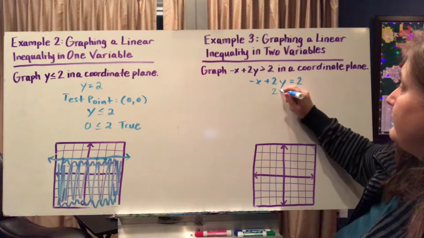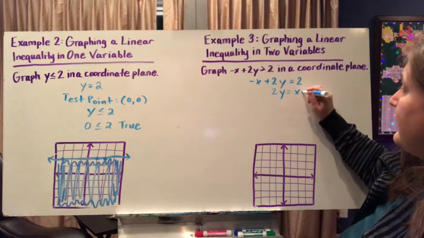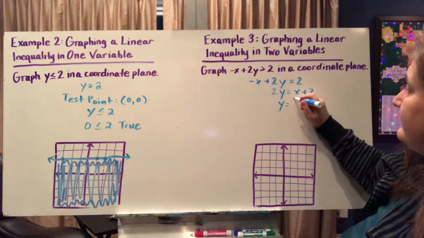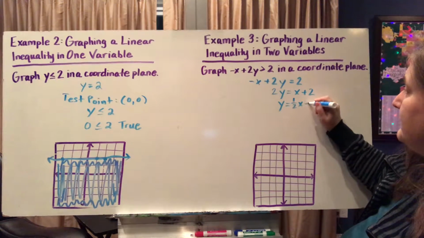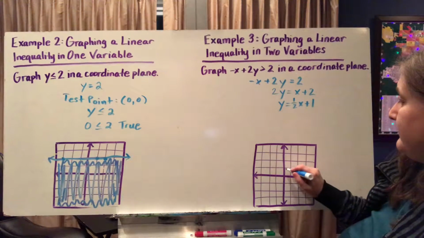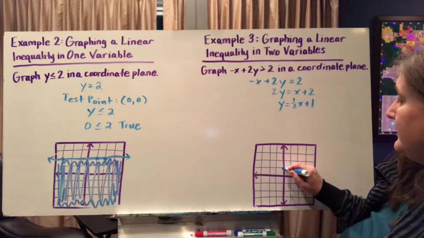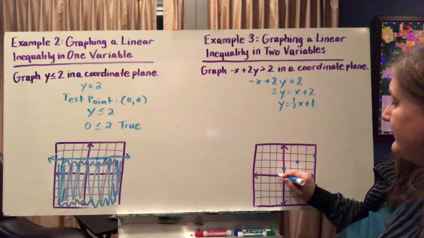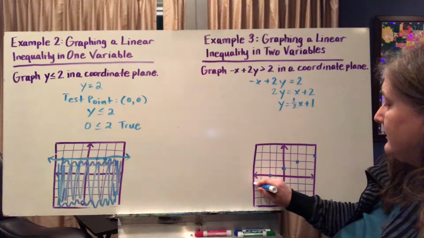So the first thing I'm going to do is move the x over to the other side. And I'm going to divide everything by 2, which is going to turn this into 1/2 x plus 1. So my y-intercept is at 1, and my slope is 1/2. Up 1 over 2, up 1 over 2, down 1 back 2, down 1 back 2.